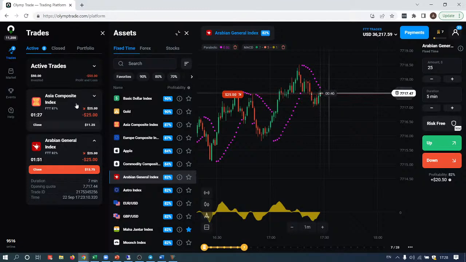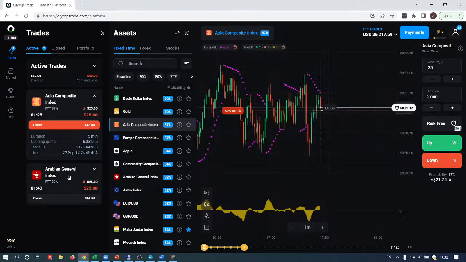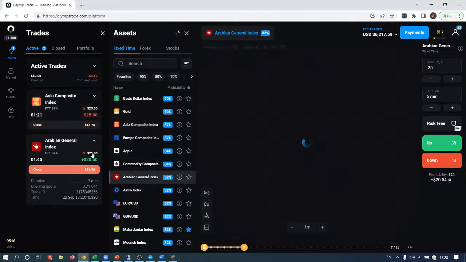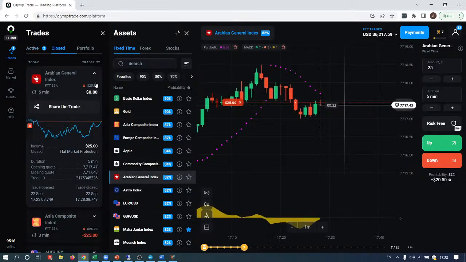So unfortunately, my first trade on Arabian General Index closed with a loss. Or sorry, not with a loss, but with a refund. Just 1 point. Oh no, hold on. It didn't close. Yeah, that's correct.